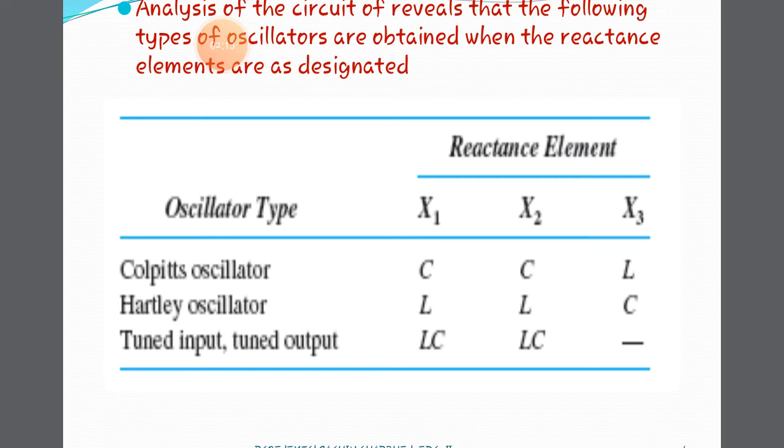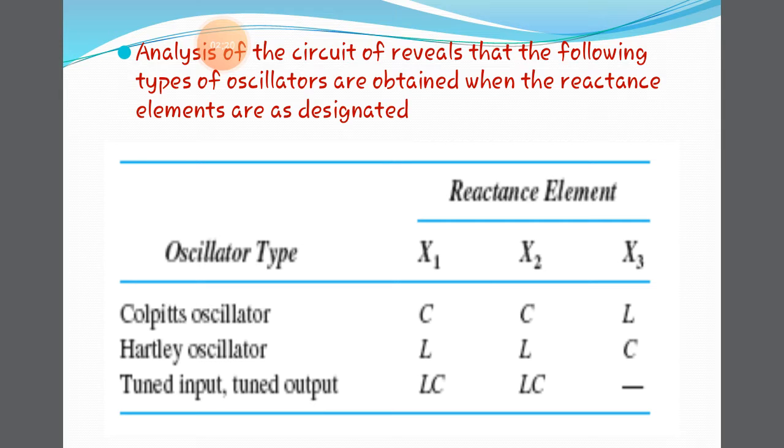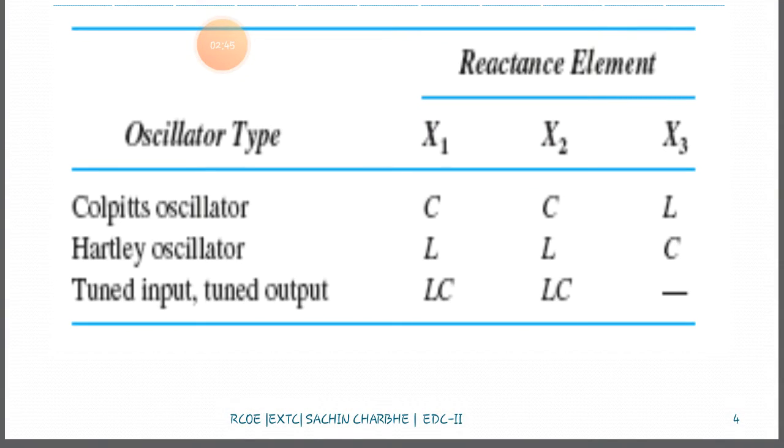In this table, the resonant reactance elements are X1, X2 and X3 in this diagram, and using them we get the types of oscillators. In Colpitts oscillators, for X1 and X2 we use capacitors and for X3 we use an inductor. While in Hartley oscillators it is vice versa: X1 and X2 are inductors and X3 is a capacitor. Then for tuned input and tuned output, in X1, X2 we use the series LC, inductance and capacitance.